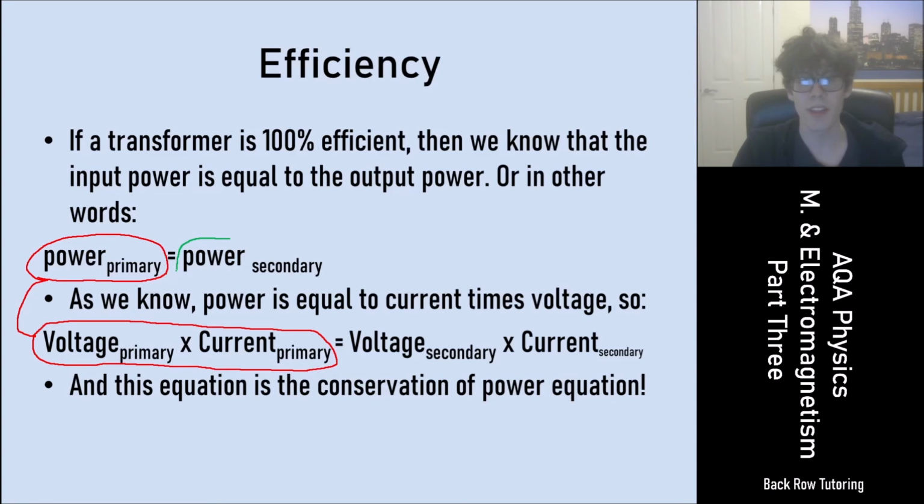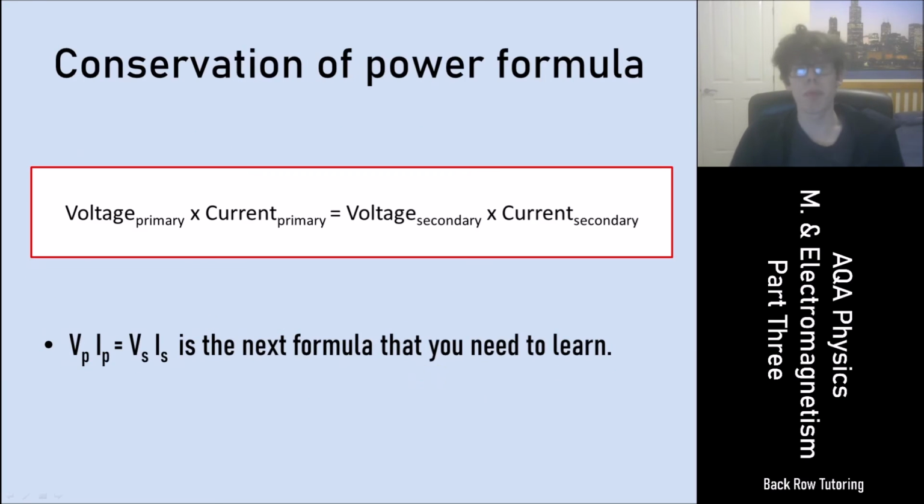Now, for this side, we're going to do exactly the same. Secondary power, well, that's just equal to the secondary voltage times the secondary current, okay? And this is the equation for conservation of power, and that's what we're going to be working with next. Voltage primary times current primary is equal to voltage secondary times current secondary. And this is the next formula that you need to know.